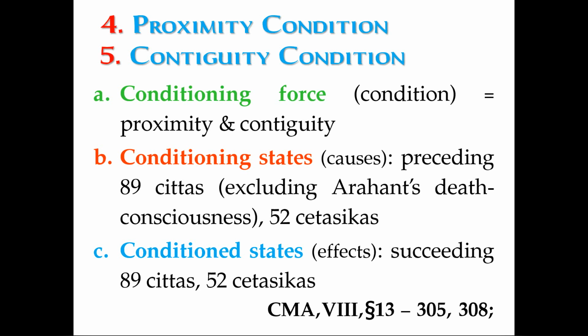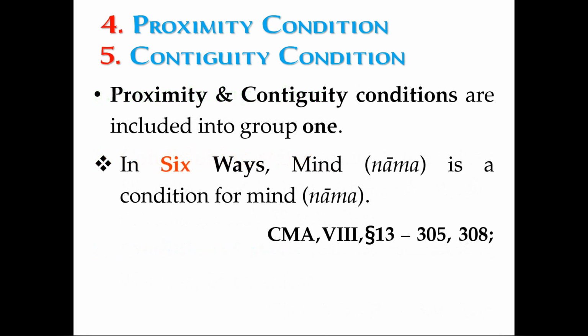So if we look at here, Chaita Chaitasika, right? As the causes, Chaita Chaitasika. And the effect, Chaita and Chaitasika. For that reason, we have to include proximity and continuity conditions into group 1. In 6 ways, mind is conditioned for mind.